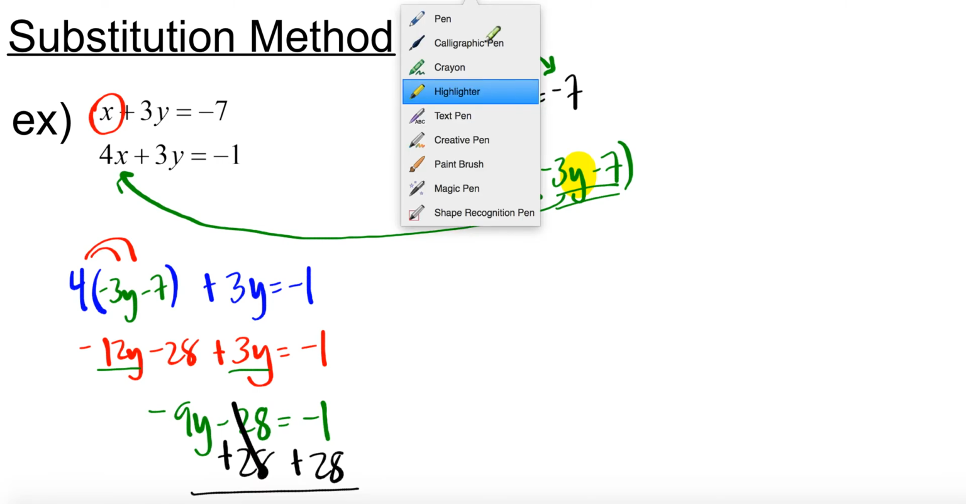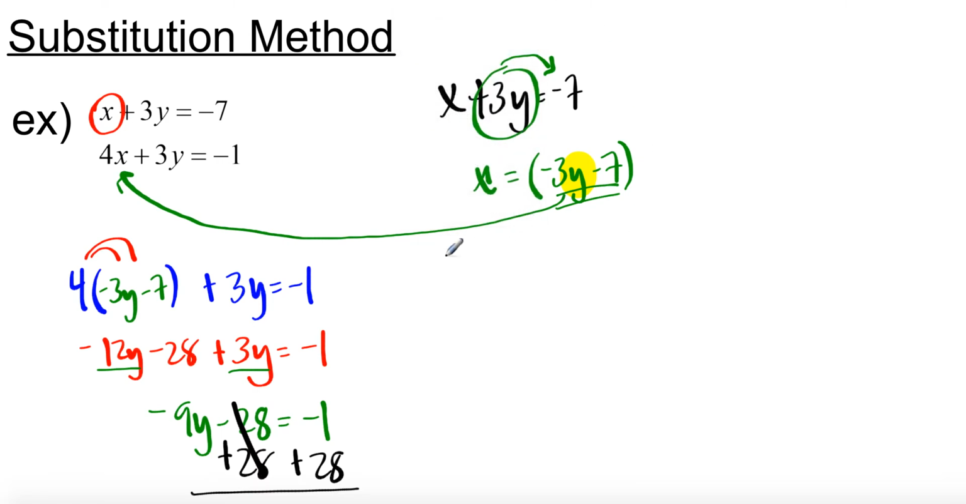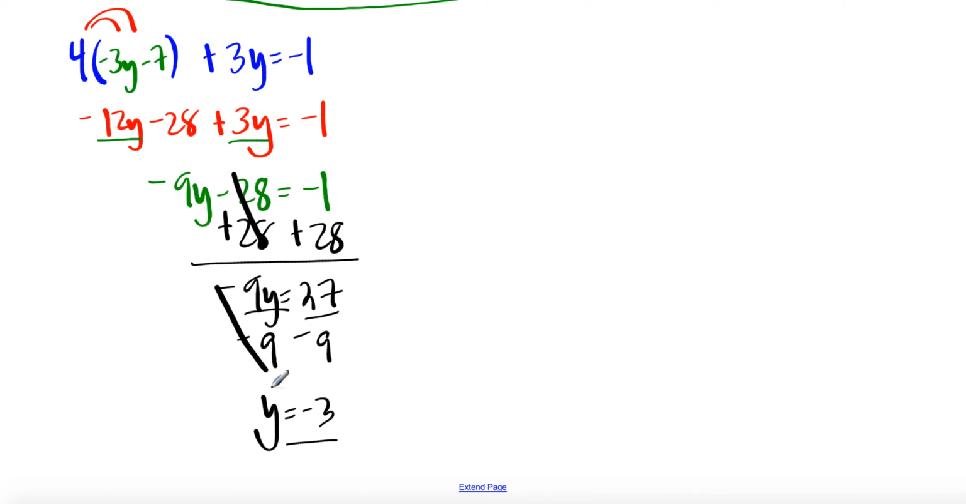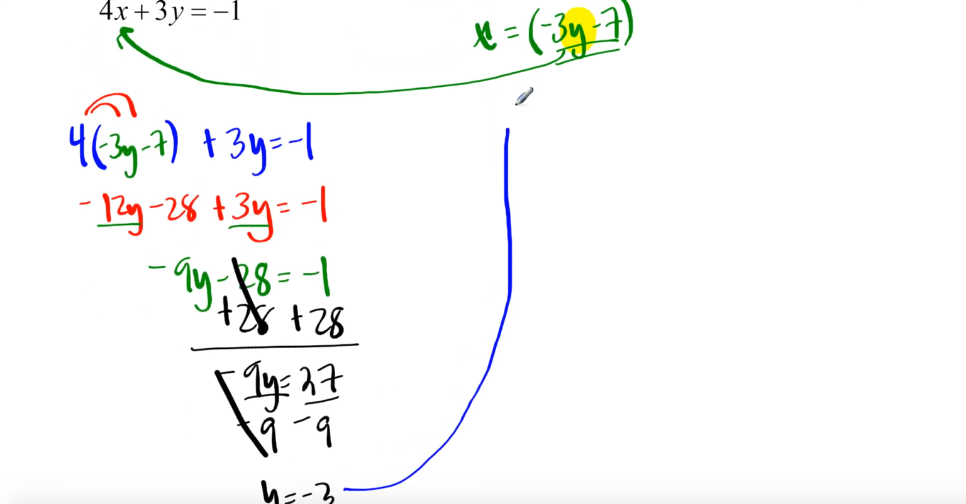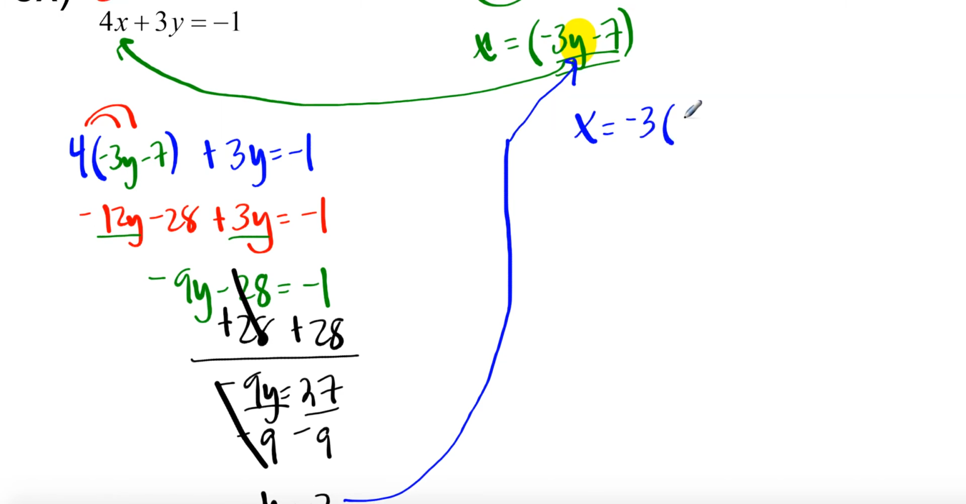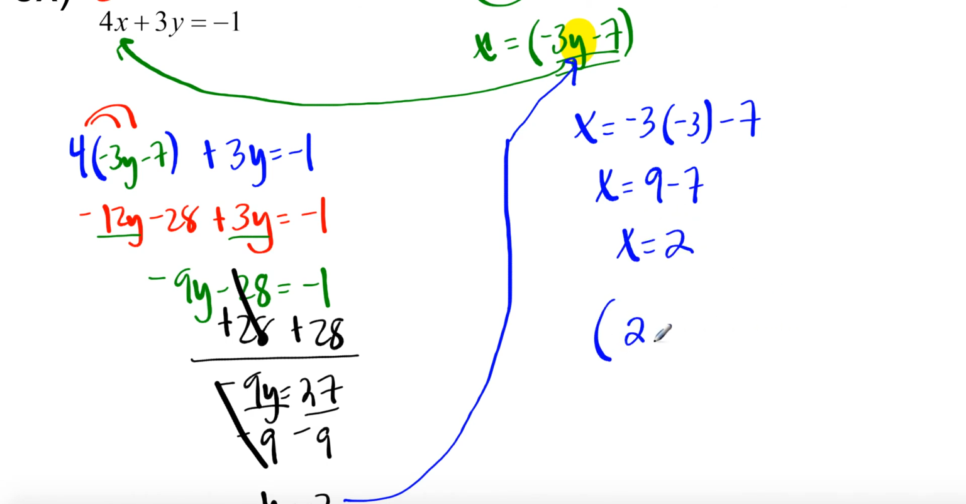So we're going to take our y is equal to negative 3. Let's move it up here and substitute it right there. That gives me x is equal to negative 3 times negative 3, because that's what y is, minus 7. Negative 3 times negative 3 is 9, minus 7, so x is equal to 2. Final answer, ordered pair (2, negative 3).